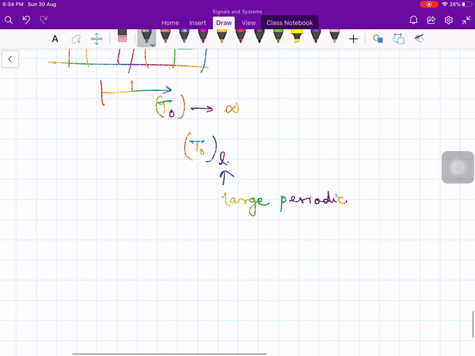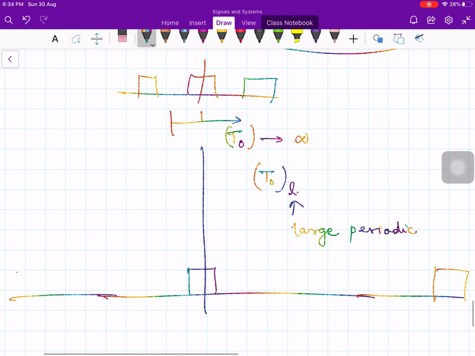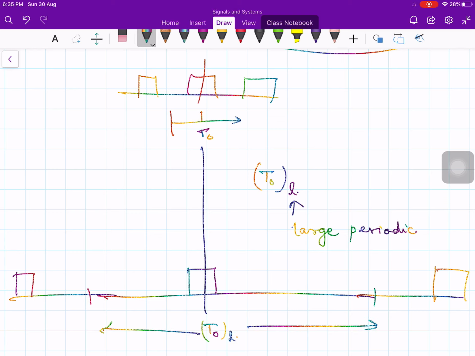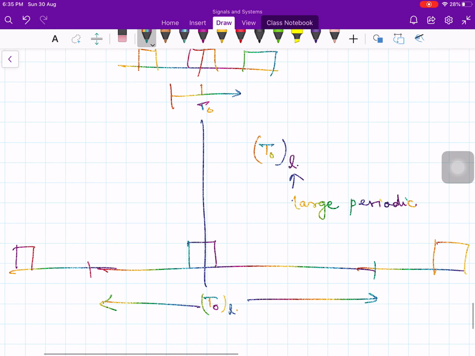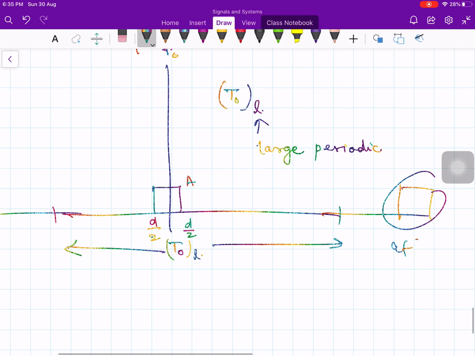We have the same waveform, but the next pulse occurs very far away. From this side also it occurs very far away. So now the period is very big. Initially this was my T naught, and this is T naught of L, the large period. So I have the same pulse of amplitude A and width from minus d by 2 to plus d by 2. Everything is the same, but only the period is very, very large. That means the next pulse occurs after a very long period.